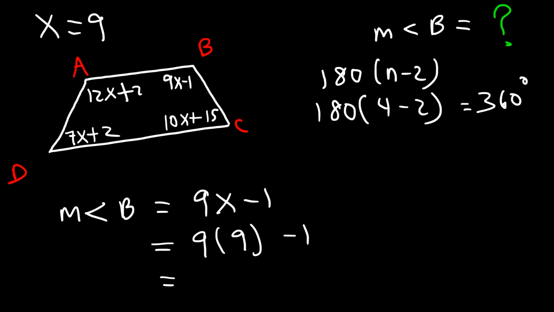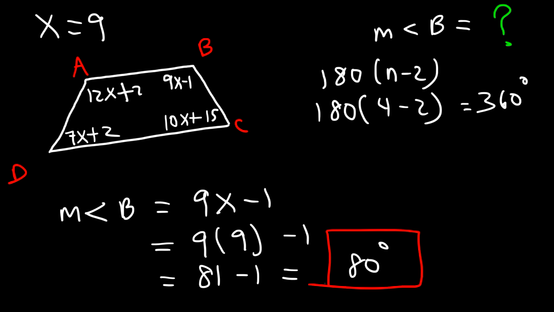So 9 times 9 is 81. 81 minus 1 is 80. And so this is the measure of angle B. It's 80 degrees.